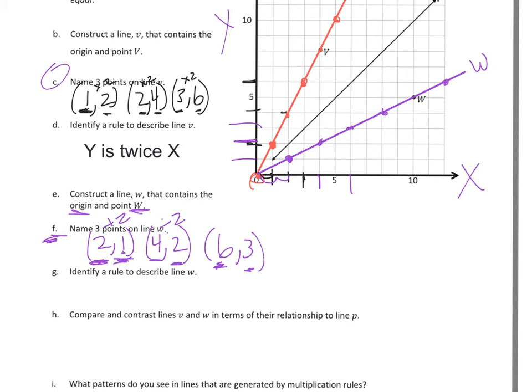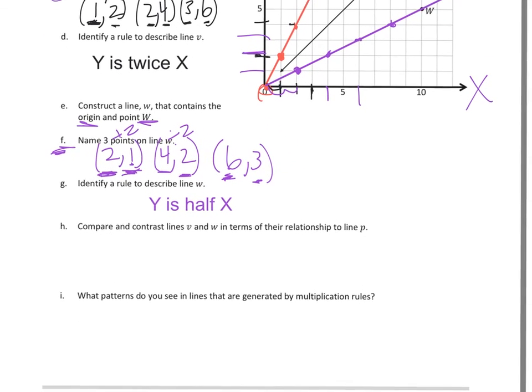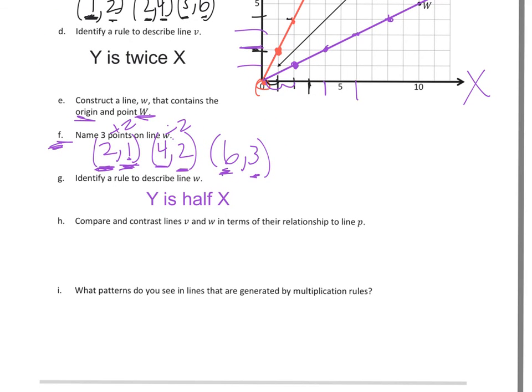So I could say y is half of x, which is a good one. Or y divided by 2 is x. But I want to say it in terms like y is twice x. So I'm going to say y is half x. I like that statement. So there's my statement there. y is half x. Meaning I take half, multiply by half, or divide by 2, and I'll get my y.